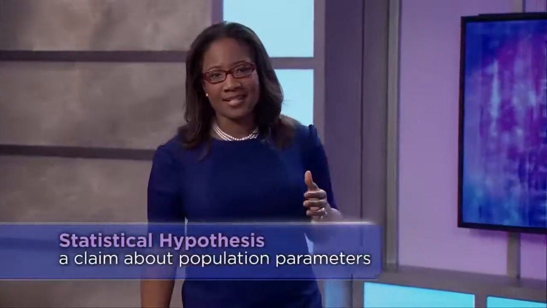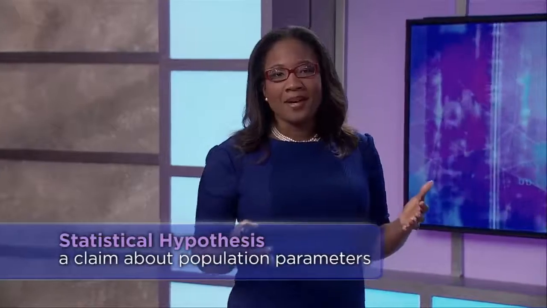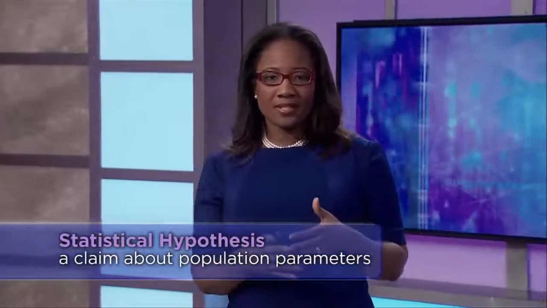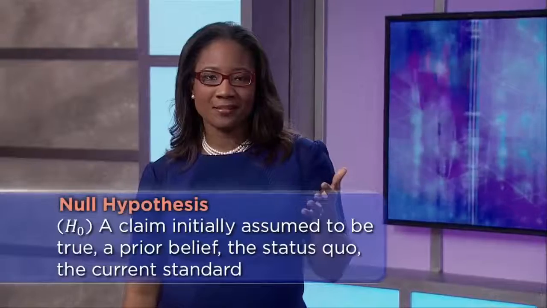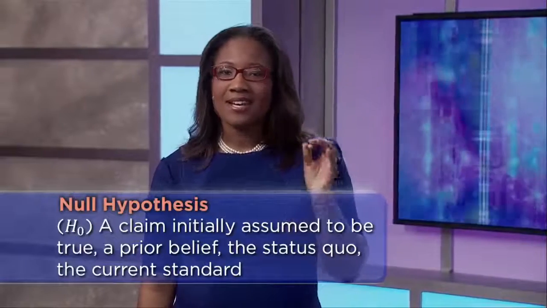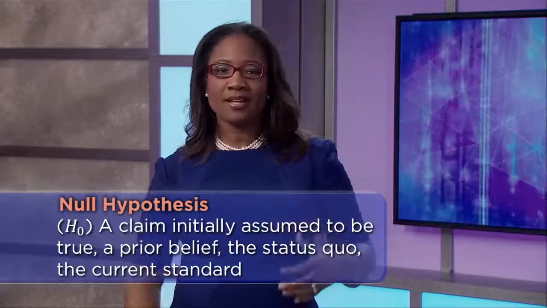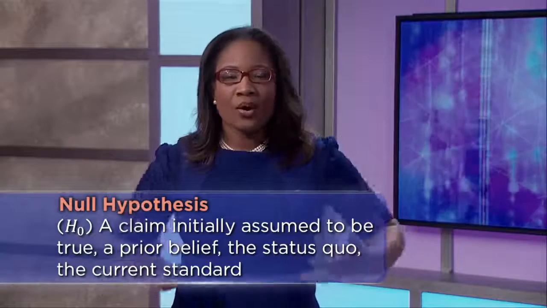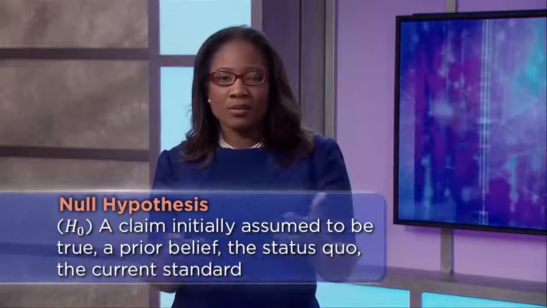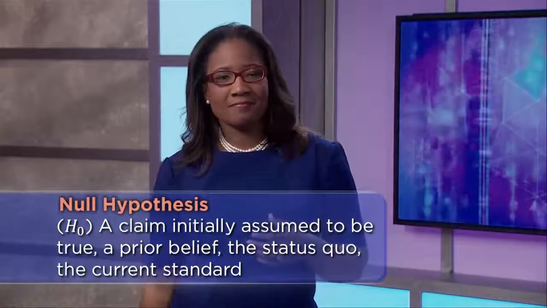Now, formally, a statistical hypothesis test is a claim about our population parameters. And when we do hypothesis testing, we're going to start with 2 contradictory hypotheses. The first is our null hypothesis. We call that H naught. This is the claim that's initially assumed to be true. It's like our prior belief, our old theory, the status quo, the current standard.